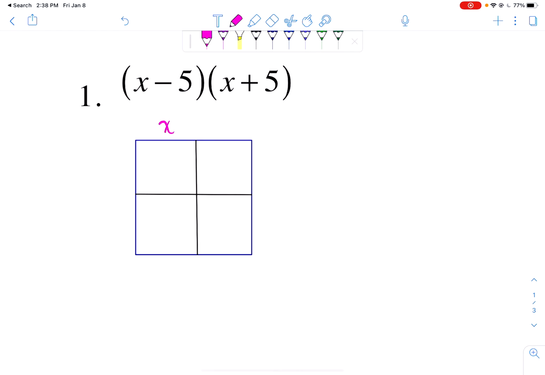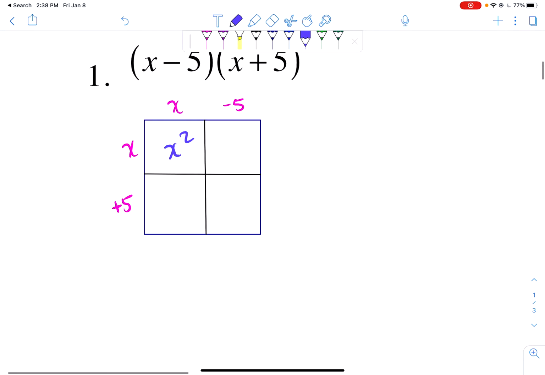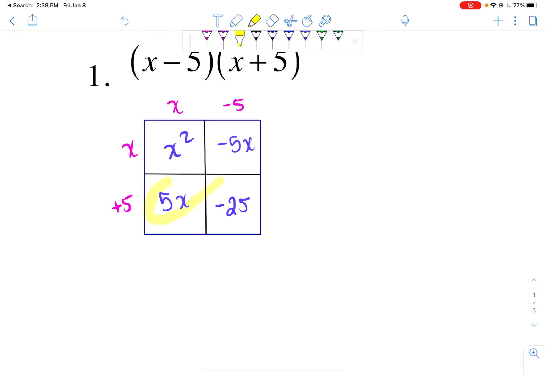So I do my x minus 5. It doesn't matter where I put it as long as I keep it together. And then my x plus 5. Well, we know x times x is x squared. We know negative 5 times x is negative 5x. 5 times x is 5x. And 5 times negative 5 is a negative 25. Remember, we highlight our diagonal to see our like terms.